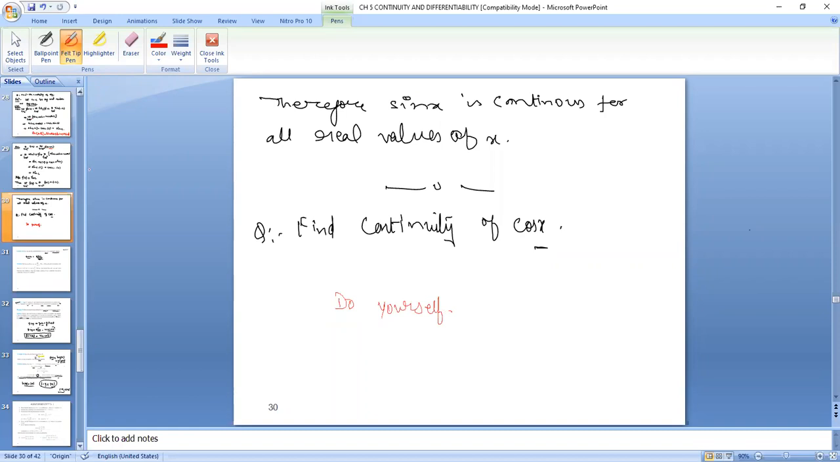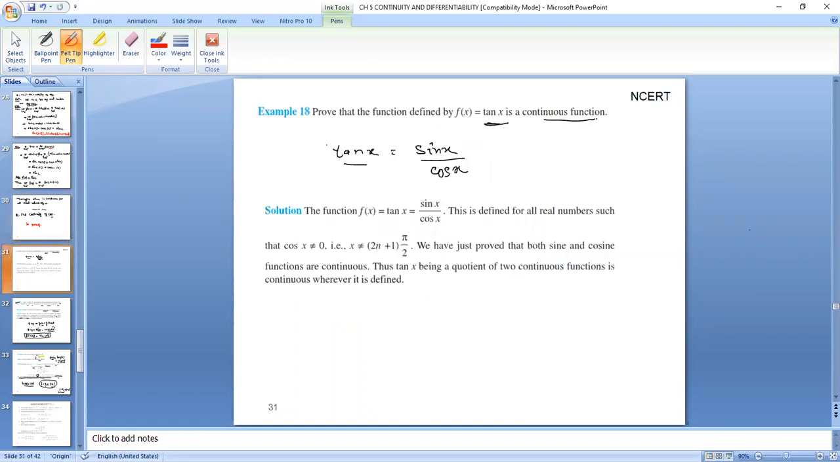Now we will see when a question like this comes, prove that the function defined by f(x) is equal to tangent x is continuous. Now we will apply the algebra that if f and g are continuous, then their division f upon g is also continuous. What we will be writing, tangent x is equal to sin x upon cos x, which will be defined for all values except cos x should not be equal to 0. Denominator should not be equal to 0, because if denominator will be 0, the function will not be defined.